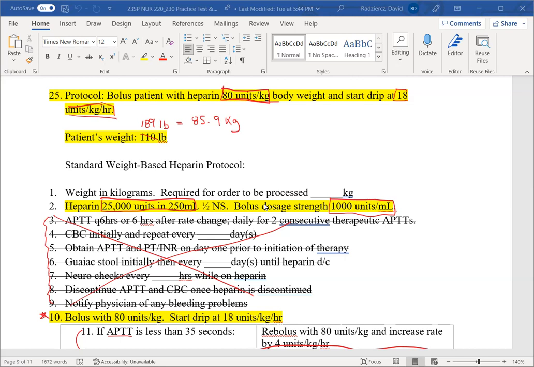Now, I've worked through this Heparin protocol several times. It's listed on the YouTube channel, basically working it through, but I'll show you fresh. That way you can kind of see it with fresh eyes.